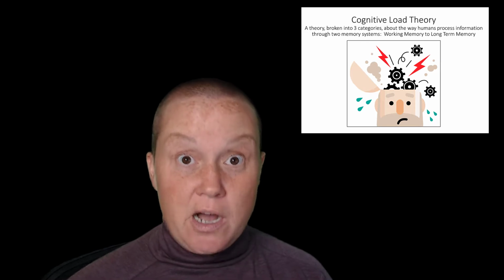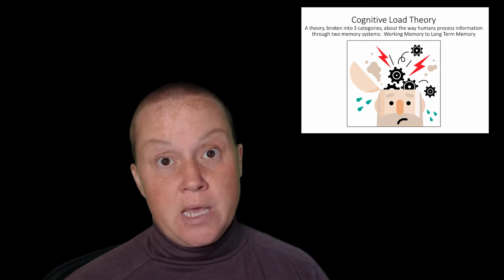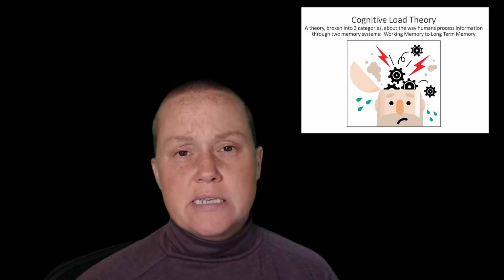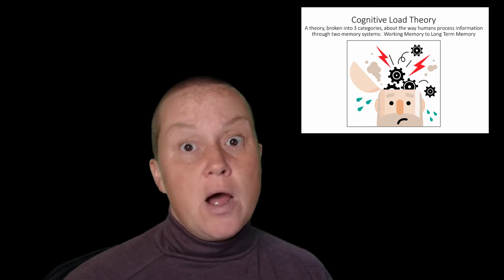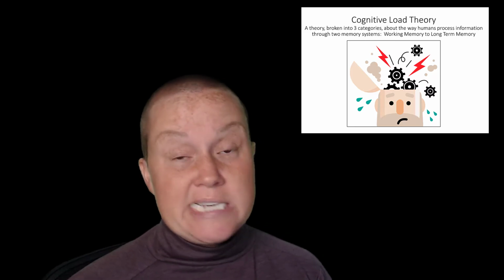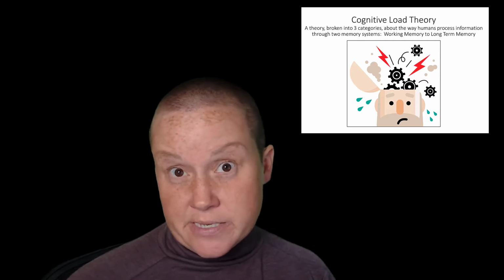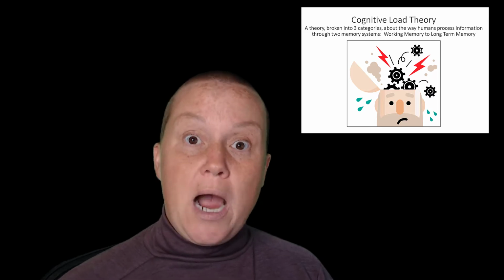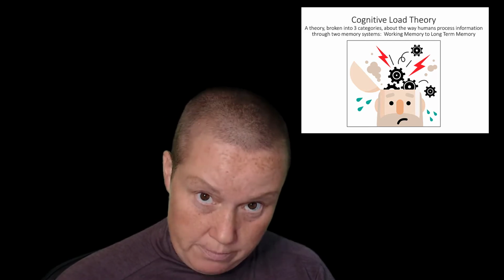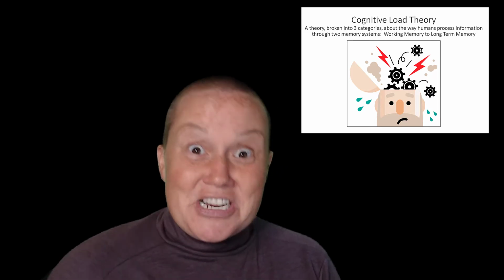So we're starting off with the cognitive load theory. And this theory really discusses how human beings process information from our working memory, which is teeny tiny, maybe about 7 pieces of information for about 20 seconds without rehearsal, to our long-term memory, which is ginormous as far as we know. And a huge part of the cognitive load theory is the actual cognitive load.